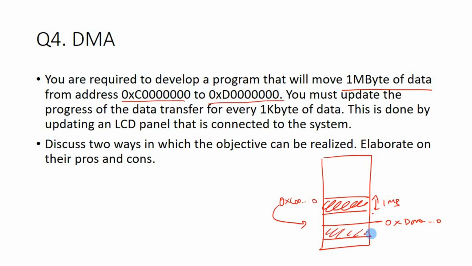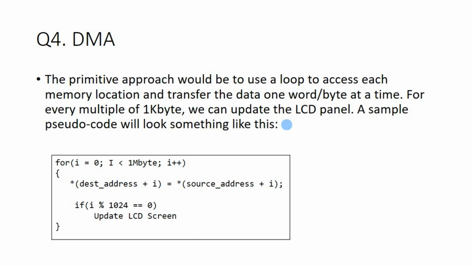At the same time, we want to update the progress of the data transfer every 1 kilobyte of data. So every time I complete 1 kilobyte, I want to be able to update this information on some LCD panel over here. So how can we go about doing this memory move? The traditional approach, which of course all of us know, is to simply put a loop.